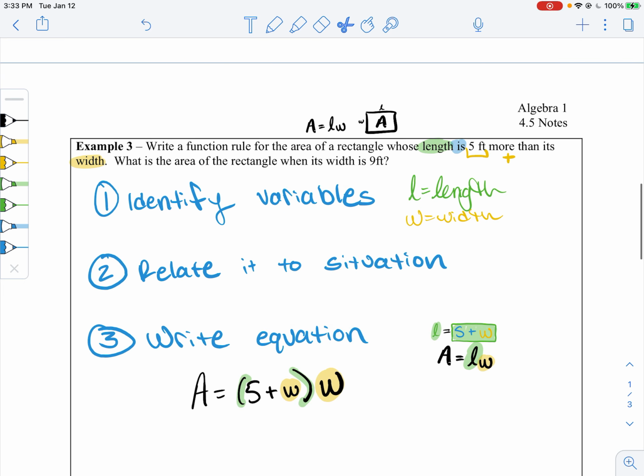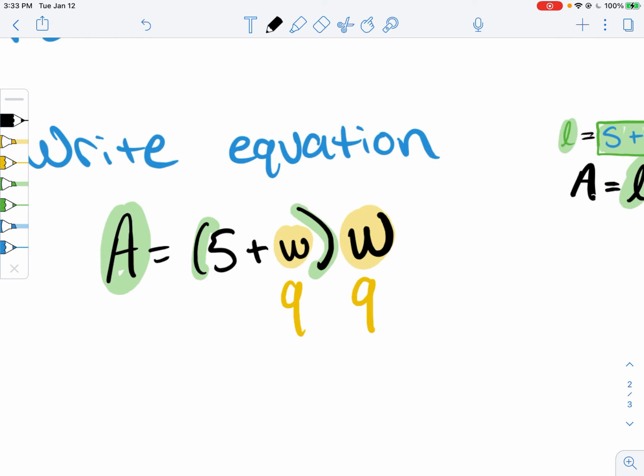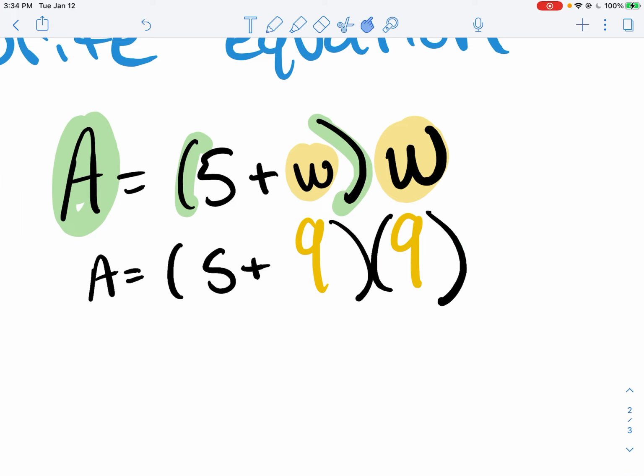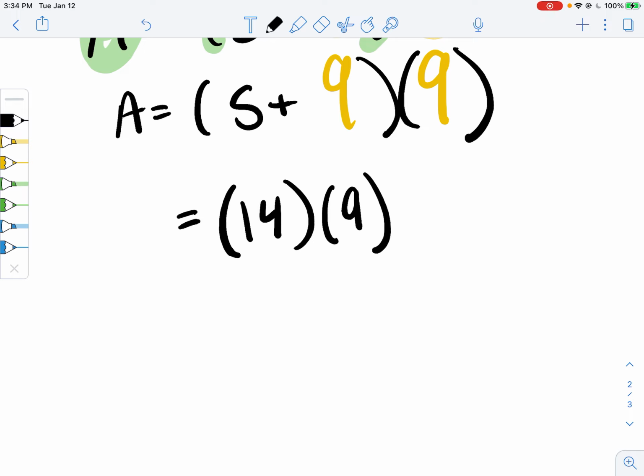Let's solve our problem. The real question is, what is the area of the rectangle when the width is 9 feet? So we want to find out, okay, area and width is 9 feet. So if the width is 9, we're going to replace all of our widths with 9. So area equals 5 plus 9 times 9. Well, let's solve it. 5 plus 9 is 14.